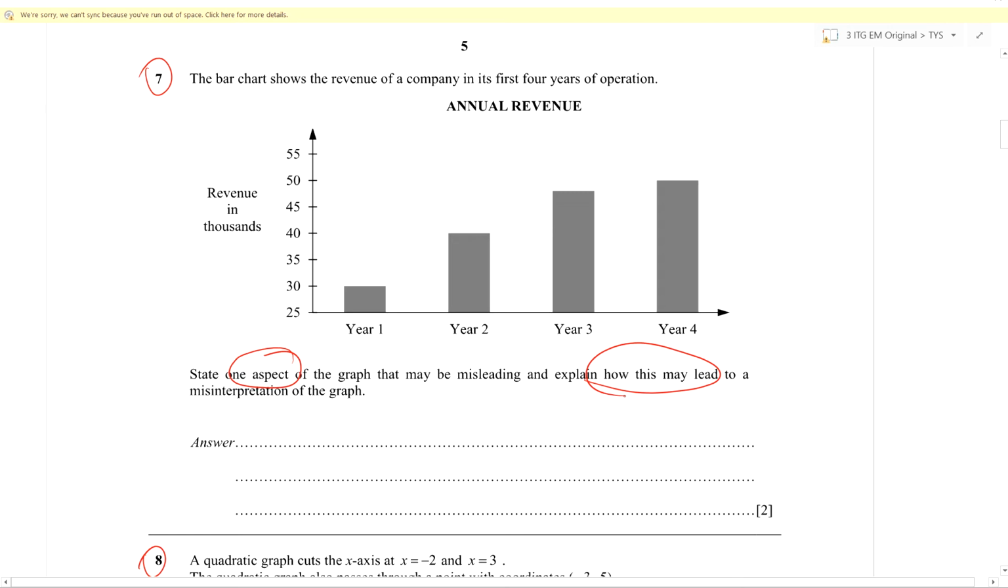Many of you correctly identified the vertical axis does not start from 0. It started from 25. But you do not know the significance of that. In addition, when you talk about the vertical axis, you have to say vertical axis. You cannot say y-axis, because nowhere in this question is there a y. Okay? So the first aspect that we're going to be talking about is that the vertical axis does not start from 0. So what? So what if it didn't start from 0? That is the question you have to be asking yourself. How will this lead to a misinterpretation?